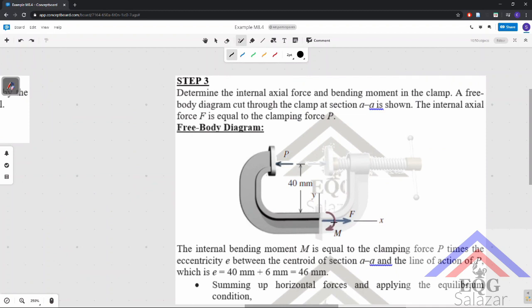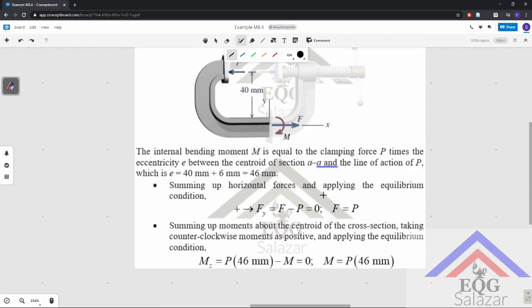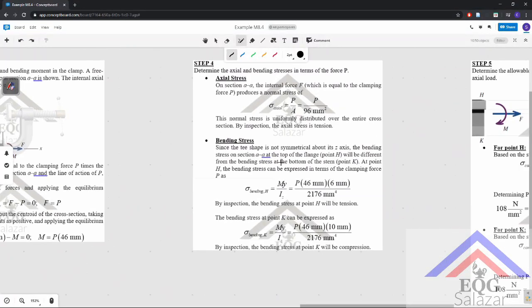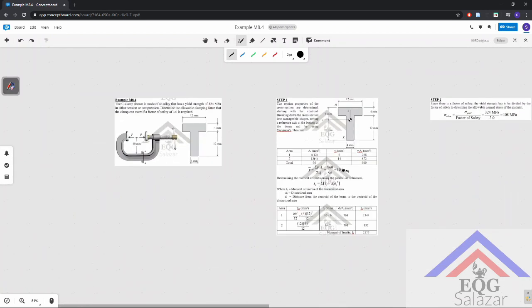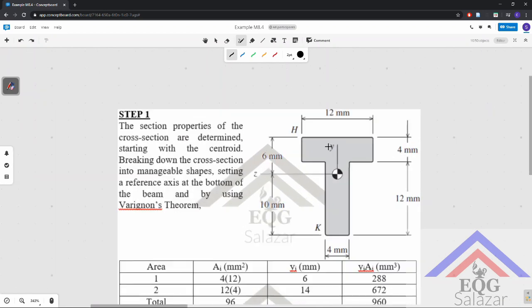Also, by summing up forces in the X, we know that F, the internal axial force, is just equal to P. Alright, I hope that's clear. Next, we can determine the individual stresses by axial and then bending. Because we are looking for the allowable clamping force, we have 2 points here where your maximum compressive and tensile stress will occur.